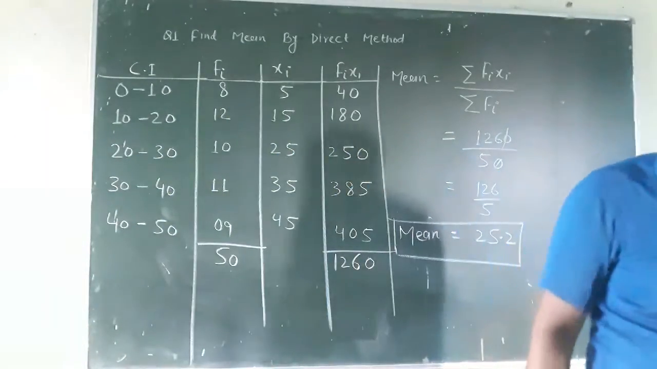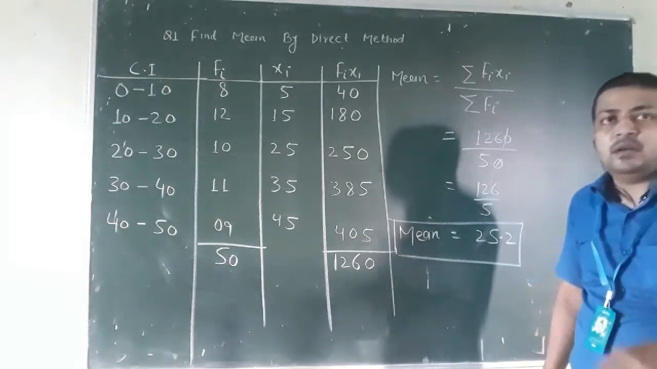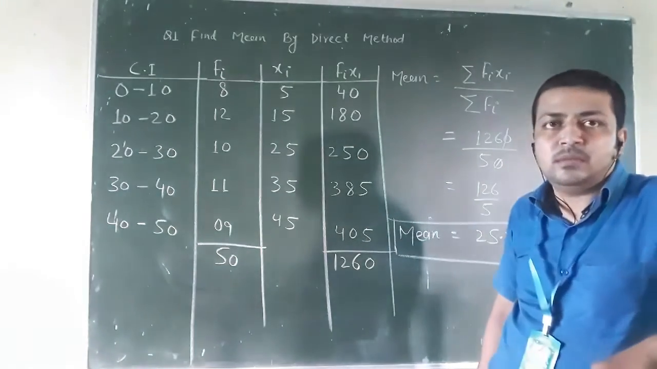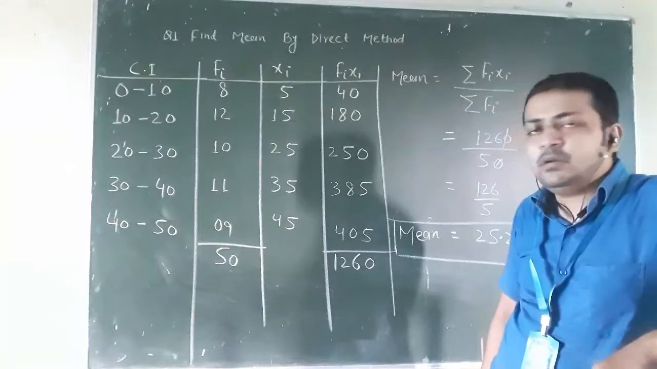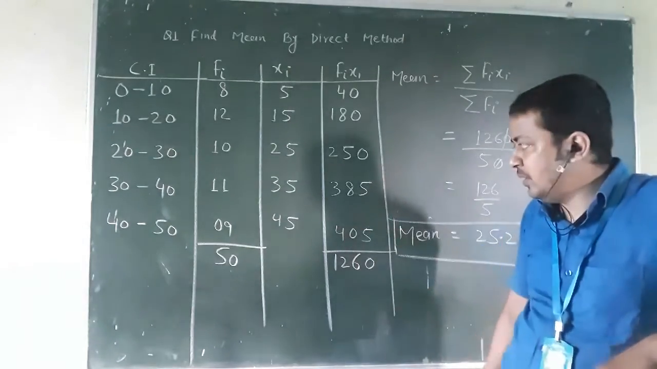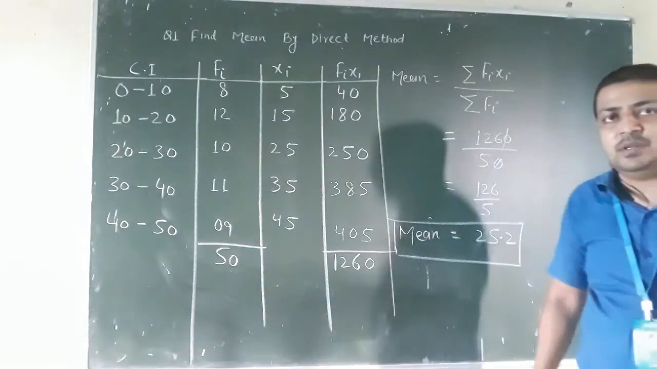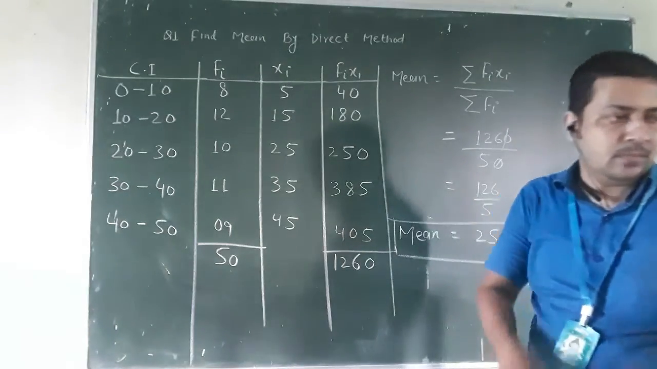Okay, so this is the method to find the mean by the direct method. Through the direct method you will find it here. Now let's go to the next method, that is the assuming method.